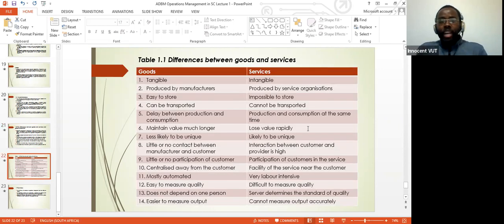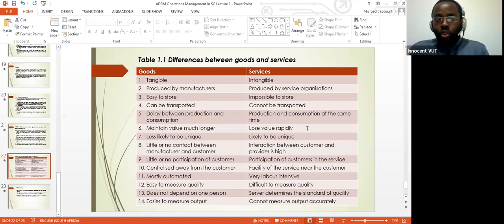Right, you might be asked about the differences between goods and services, in a tabular format. Number one, goods are tangible, services are intangible. Number two, goods are produced by manufacturers, services are produced by service organizations.